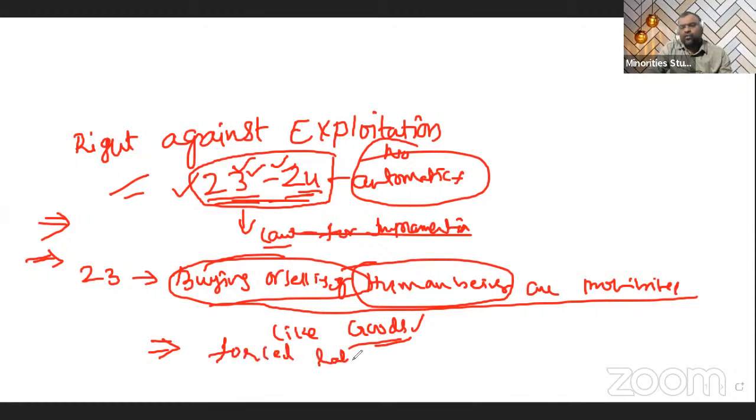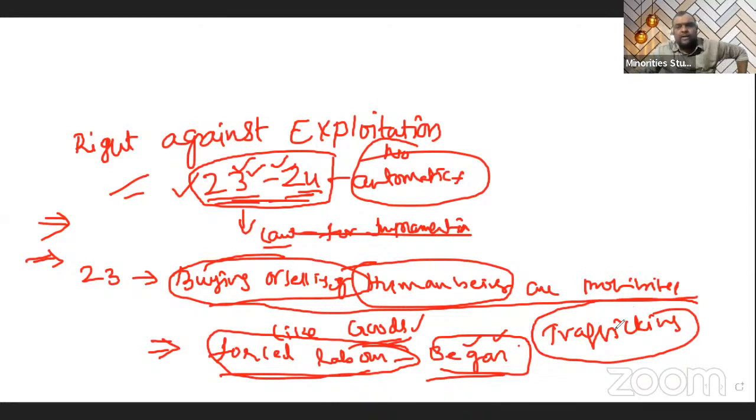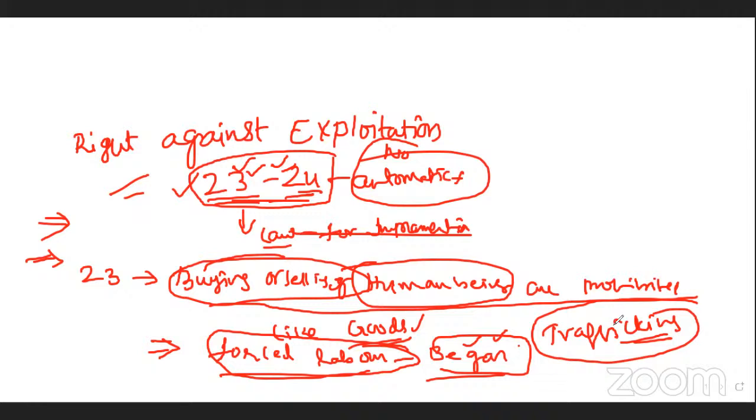There should not be any forced labor or begar. What is the meaning of forced labor and begar? First of all, I'm telling you, under this article men and women should not be trafficked. Trafficking of human beings is prohibited. Voluntarily you can move anywhere, but one should not be allowed to forcibly traffic human beings. Buying and selling of human beings is prohibited in this article.